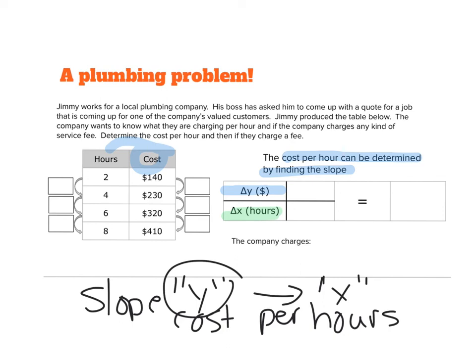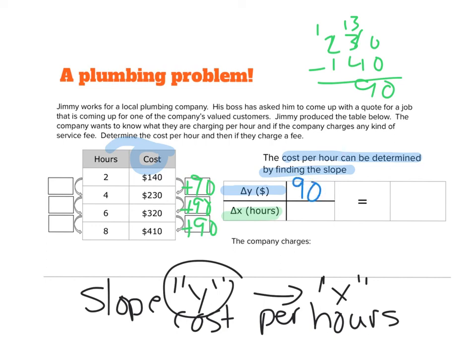So I need to figure out, how do I go from $140 to $230? Well, I know that's an increase. I need to figure out how much, so we want to find the difference. I can say 230 minus 140. So that becomes 90. So I have an increase of 90. And all of these are an increase of 90. So my change in y here is 90. So it's increasing $90.